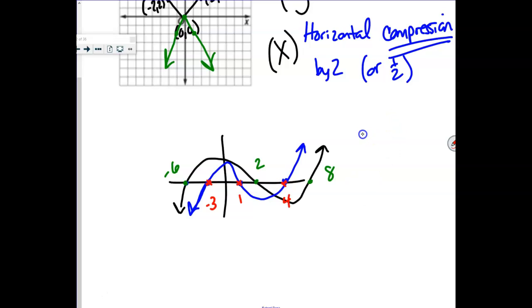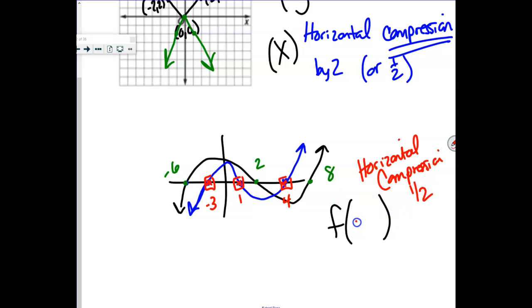Does the height of those maxes and mins look like the height has changed anyway? No, it has not. So you can't call this a vertical stretch or anything because the heights are not moving. But what did totally change? Your x-intercepts. What used to be a -6 is now a -3. What used to be a 2 is now a 1. What used to be an 8 is now a 4. What happened? It's a horizontal compression. And now I know you're going to tell me of a half, and I get that, but what does that look like in my function notation?